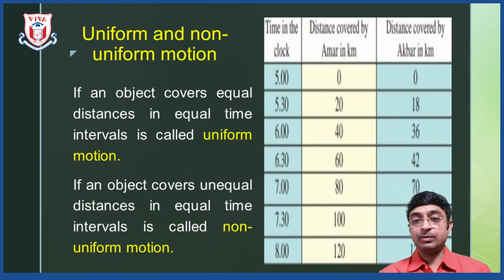But in case of Akbar, from 6 to 6:30, check that from 36 to 42 km means only 6 km distance covered. But in previous cases 18 km distance covered. So distance covered by Akbar is not same. Time interval is same. That's why Akbar's motion is non-uniform motion, but Amar's motion is uniform motion. Now see the definition again. If an object covers equal distances in equal time intervals, it is called uniform motion, and non-uniform motion means if an object covers unequal distances in equal time intervals, it's called non-uniform motion.